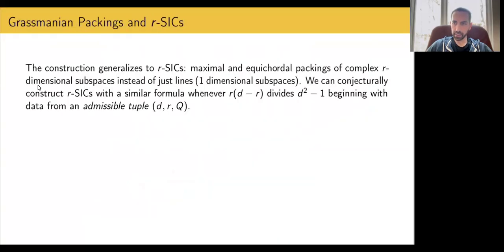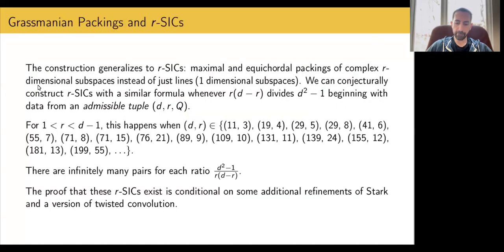The very, very last thing that I'll say, and then I'll stop. We can generalize this to rank R projectors instead of rank 1 projectors. These are like maximal equichordal fusion frames, or MEFs. They're like packings of R-dimensional subspaces instead of 1-dimensional subspaces. And so we have an analogous theory of admissible tuples, where R is one of the parameters. And this depends on some refinements of Stark.